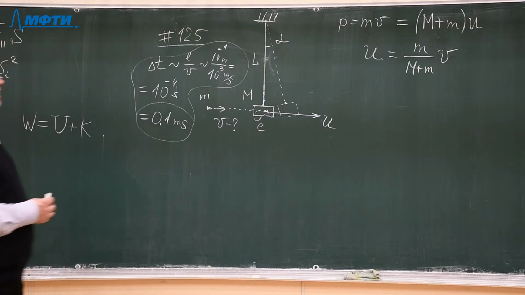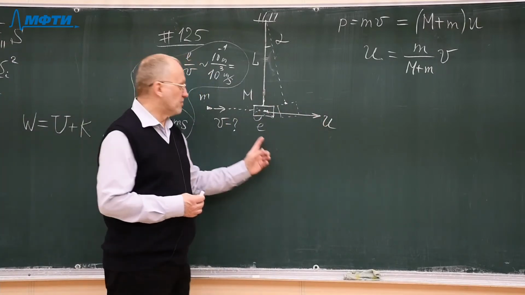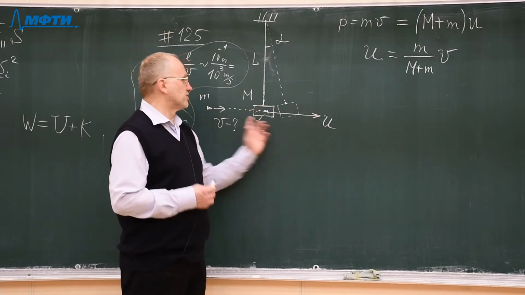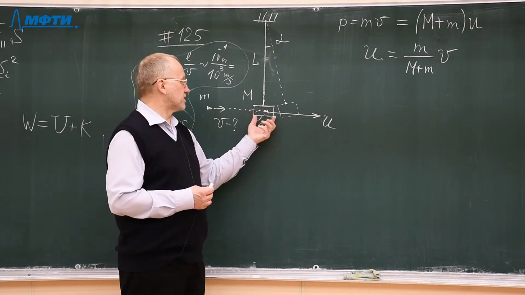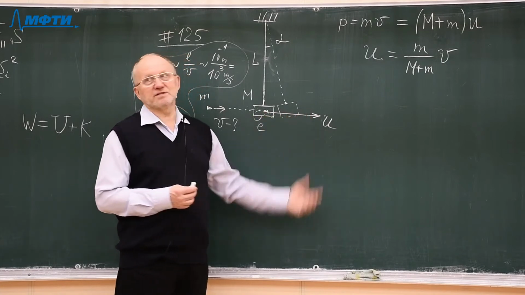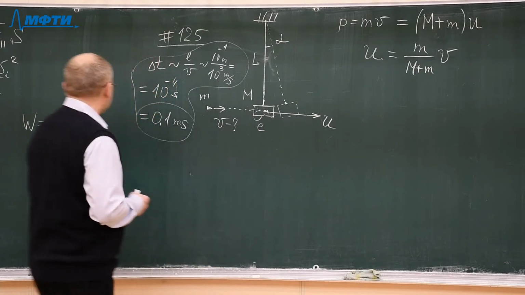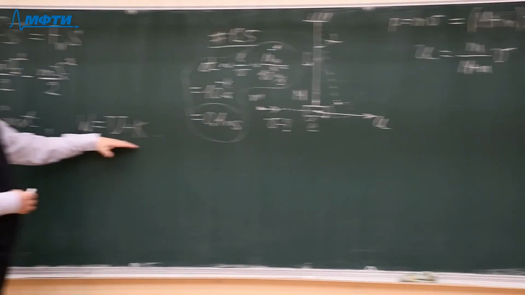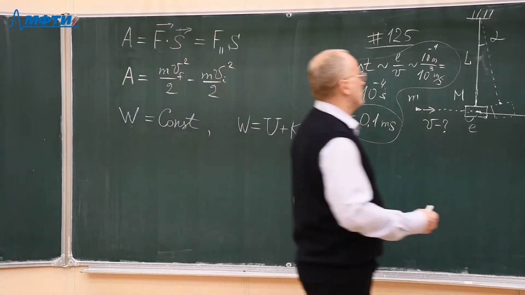So a law of conservation of energy, mechanical energy, may be applied on this stage of the process. After the bullet got stuck and the box starts its motion, the law of conservation of energy, mechanical energy, can be applied here. What this law says is that the total mechanical energy is constant, and total mechanical energy is potential energy plus kinetic energy. Let's use this law here.